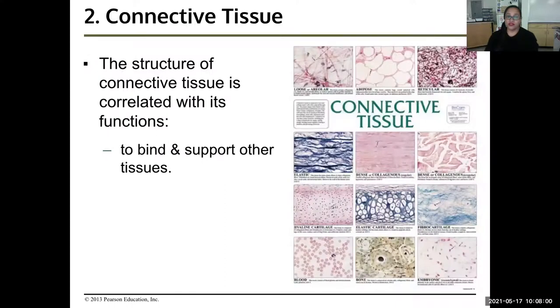Connective tissue. The structure of connective tissue is correlated with its functions. Its main function is to bind and support other tissues. And as you can see, there are several different types of connective tissue. We'll go over a couple of them. But for the most part, connective tissue is one of the four main types, and its main job is to bind or support the rest of our body.